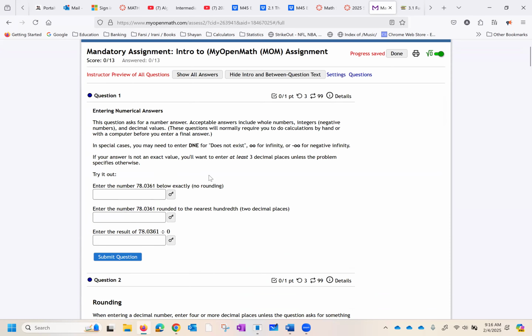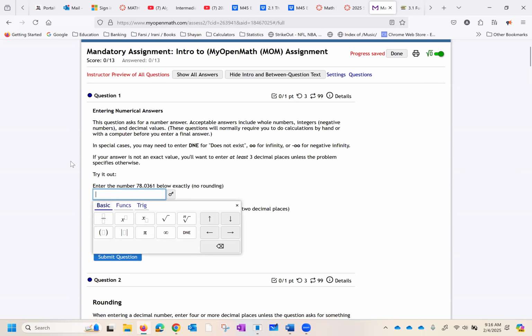The purpose of this is to get you ready to work with MyOpenMath. So it says enter this number. The moment I click this blank, it opens up a math palette if I need to use that. So in this case, I just have to put 78.0361. So I put the number.